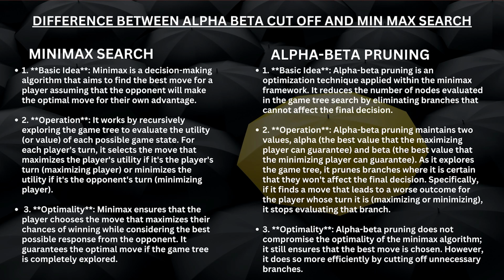Min max search. First, basic idea. Min max search is a decision making algorithm that aims to find the best move for a player, assuming that the opponent will make the optimal move for their own advantage. Second, operation. It works by recursively exploring the game tree to evaluate the utility or the value of each possible game state. For each player's turn, it selects the move that maximizes the player's utility if it is the player's turn, that means maximizing player, or minimizes the utility if it is the opponent's turn, that means minimizing player. Third, optimality.